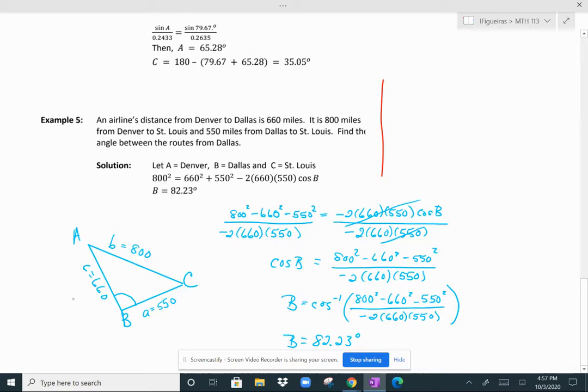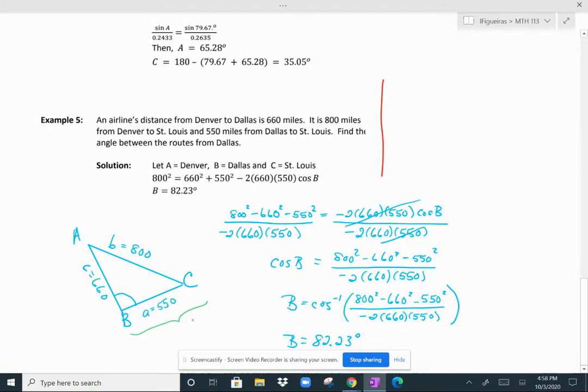That's the 660 right there, and we call that side C because it's opposite of angle C. And it's 800 miles from Denver to St. Louis. So that's this side right here. We'll call that side B because it's opposite of angle B. And you're told that it's 550 miles from Dallas to St. Louis. So that's from B to C. And we call that side A because it's opposite of angle A.